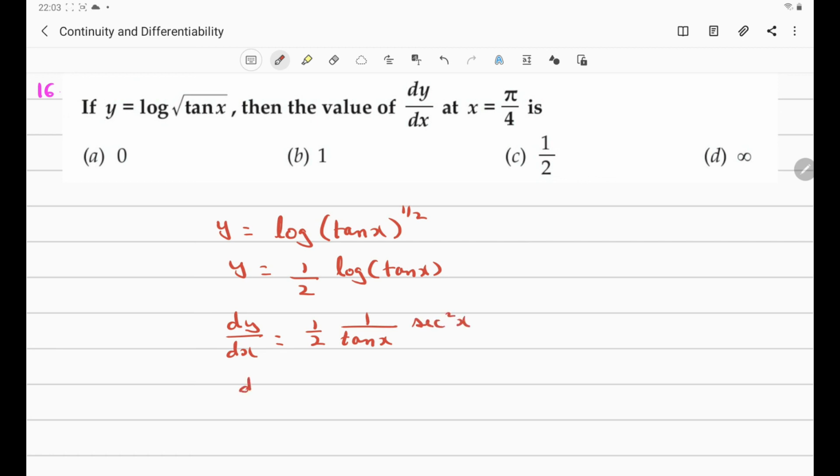So dy by dx at x equal to pi by 4 is 1 by 2 into 1 by tan pi by 4 into secant square pi by 4, which is 1 by 2 into 1 by 1 into secant square pi by 4, which is 2. So the answer is 1. So option B is the correct choice.